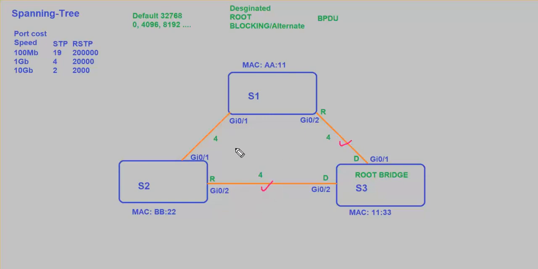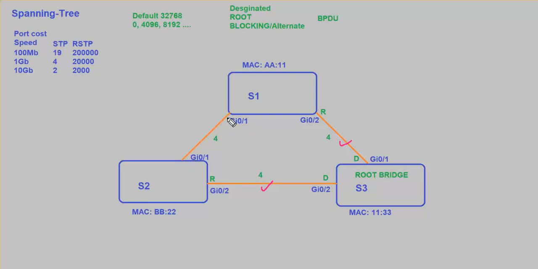Now we know that this is the last segment. In the last segment, one of the links is going to be blocked to prevent layer 2 loops in our switching environment. The next thing to figure out is that on each segment we need at least one designated port. So in this segment, we need to figure out which one is supposed to be our designated port, and the last port is going to be the blocking port.